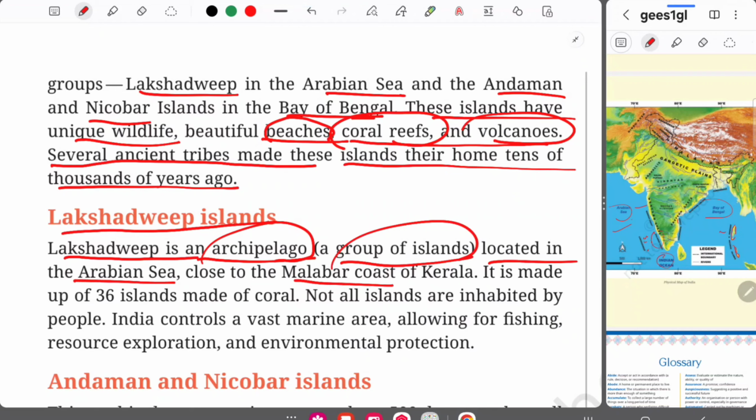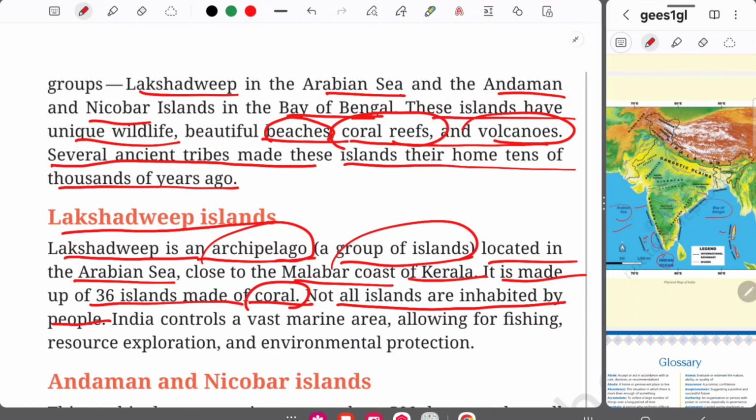So here you can see the Malabar coast of Kerala. It is made up of 36 islands made of coral. Not all islands are inhabited by people.